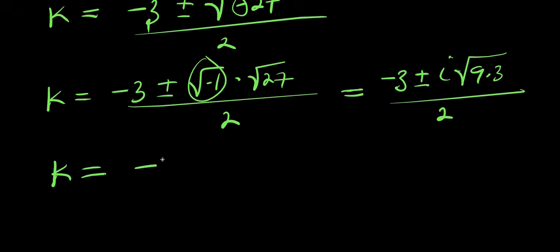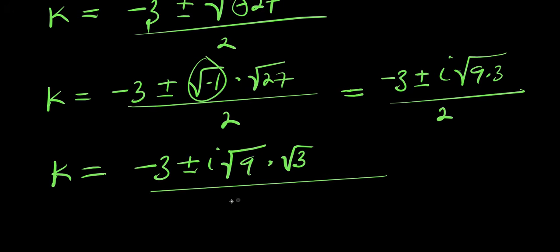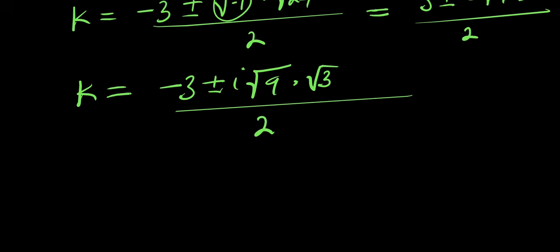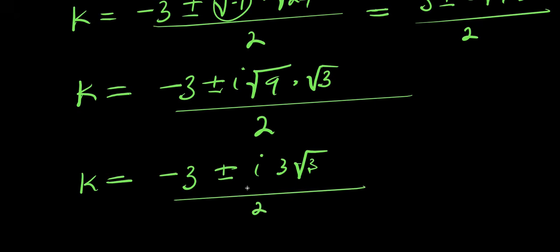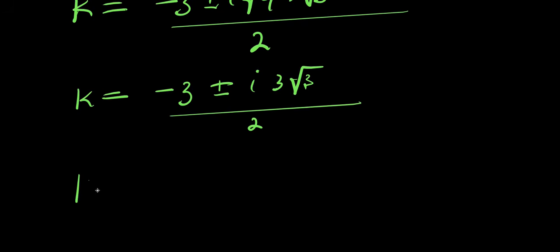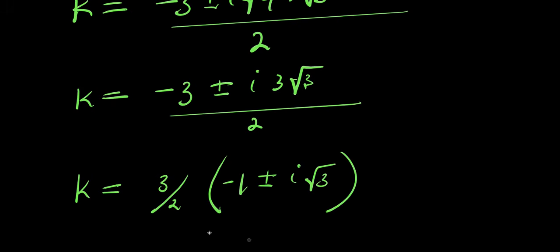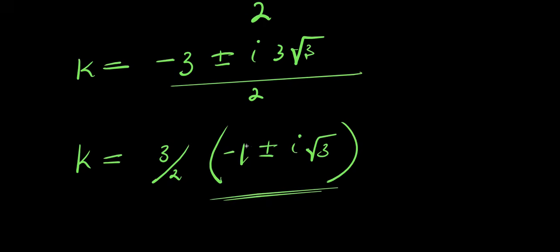We have k equals negative 3 plus or minus i times square root of 9 times square root of 3, divided by 2. From here, we have k equals negative 3 plus or minus i times square root of 3, that is 3 times root 3, divided by 2. From here, I have k equals 3 over 2 of negative 1 plus or minus i times root 3. So we have two complex values for k.